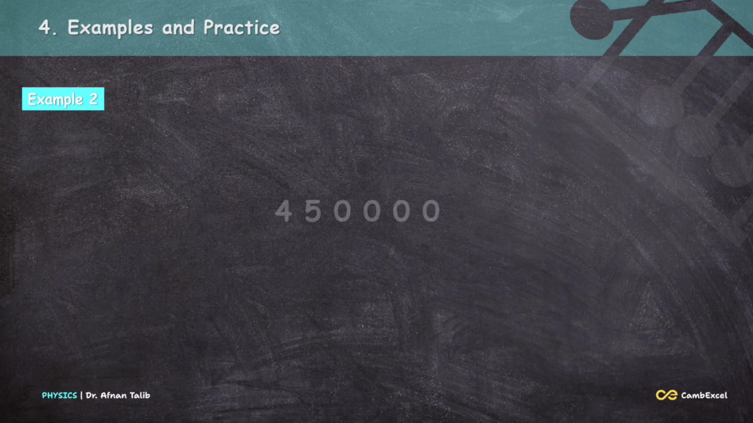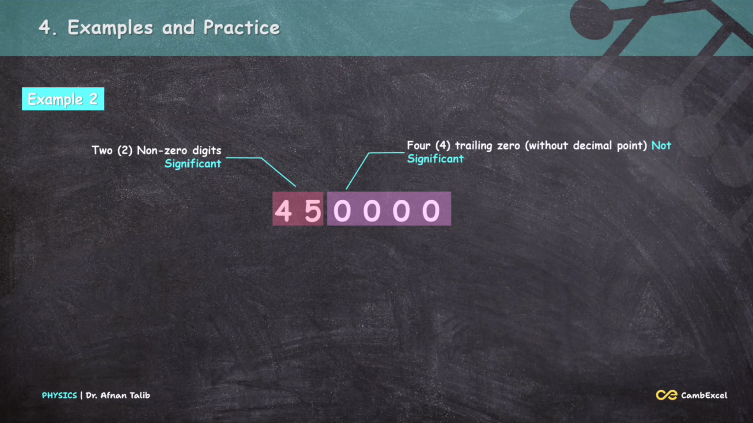Example number 2. The number right in front of you is 450000. So there are 6 digits in this number, but how many significant figures are there? We have to see what the rules say. So 4 and 5 are non-zero digits, so according to rule number 1, they will be considered as significant. And since this number does not have a decimal point, these 4 trailing zeros will not be considered as significant. So as a whole, the number of significant figures will be only 2.